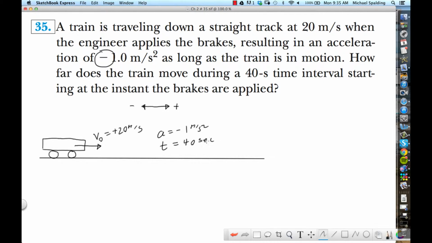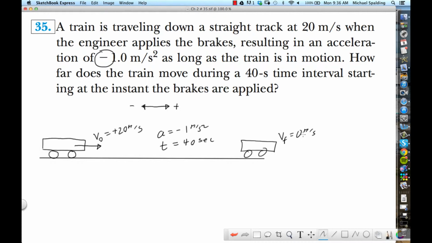Look, this 40-second time interval is misleading, because the train is going to be stopped in less than 40 seconds. This 40-second time interval is just being straight up tricky. What they want us to do is figure out how far the train travels. Let's read again. How far does the train move during a 40-second time interval? So the train is going to reach a point where the velocity is 0, right? V final is 0. How long does it take for the train to stop?